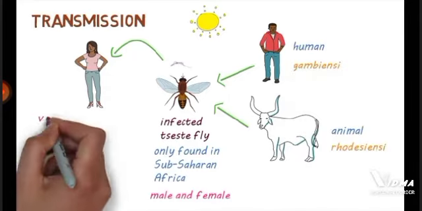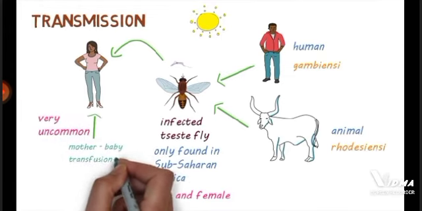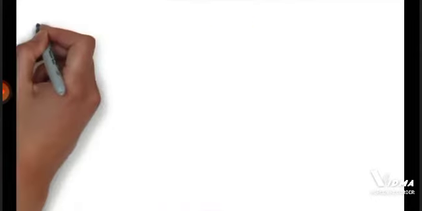Very uncommonly, the infection can be transmitted from mother to baby, or through blood transfusions, infected needles and syringes, or sexually. Let's have a look at how the disease presents. There are two main stages of the disease.